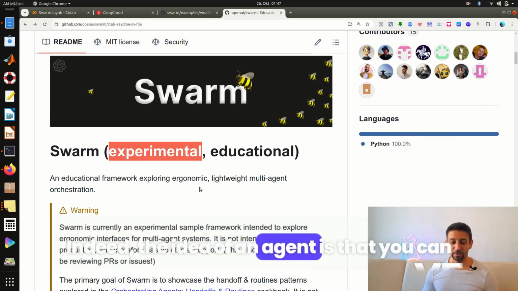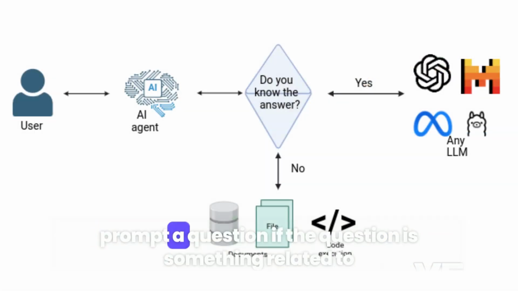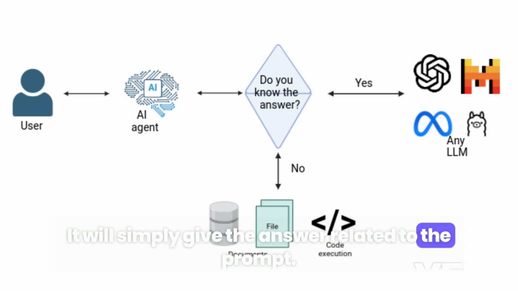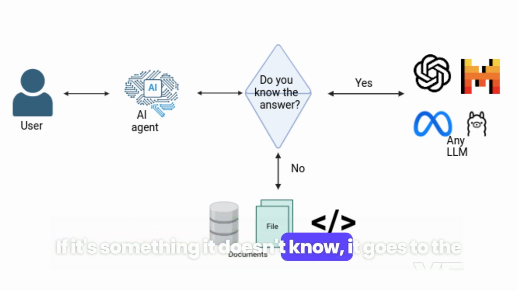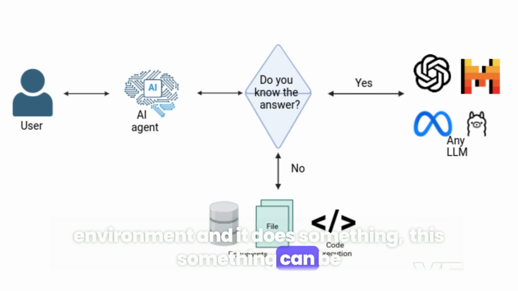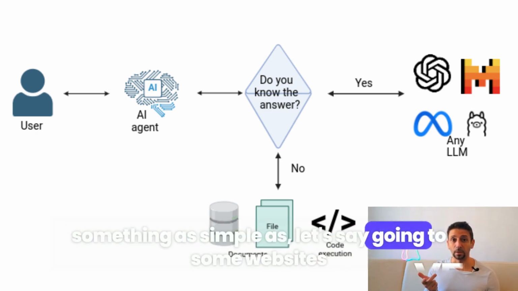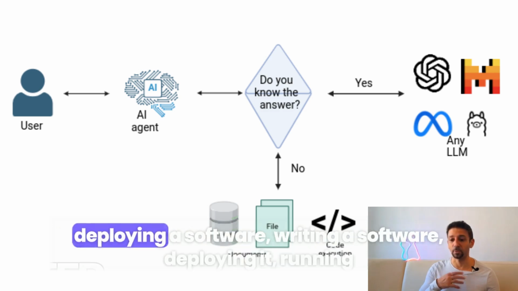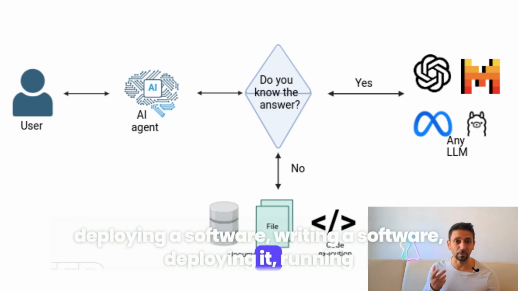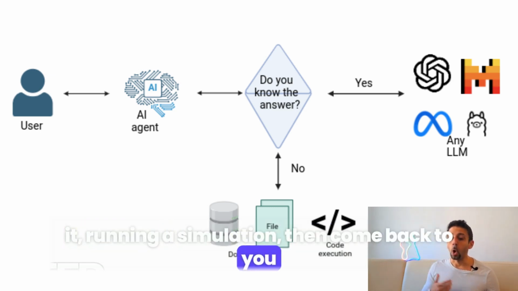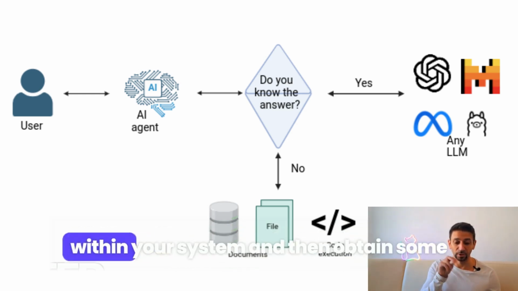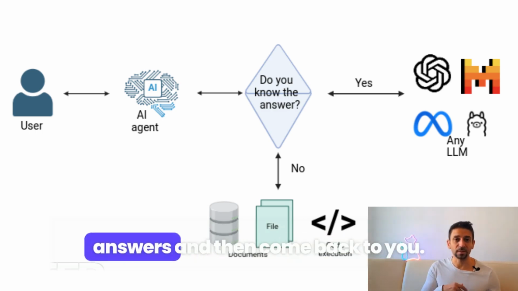Indeed, the idea of an agent is that you can prompt a question. If the question is related to some kind of knowledge, and it can simply be replied to via the knowledge inside the language model, it will simply give the answer related to the prompt. If it's something it doesn't know, it goes to the environment and does something. This can be something as simple as going to some website and reading something that is not in the knowledge, or something even more advanced, like writing a software, deploying it, running a simulation, then coming back to you. Or even something within your computer system. They can launch other software within your system and then obtain some answers and come back to you.